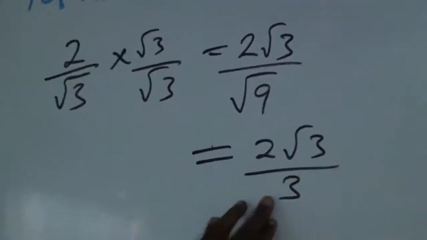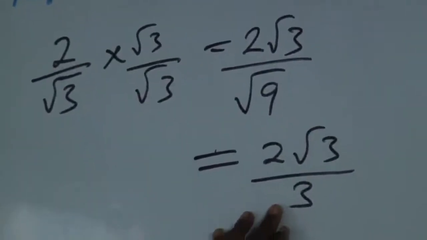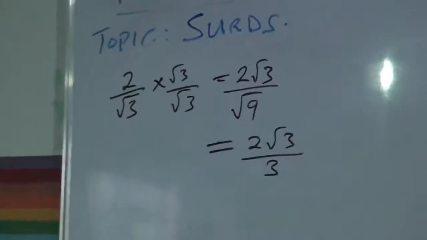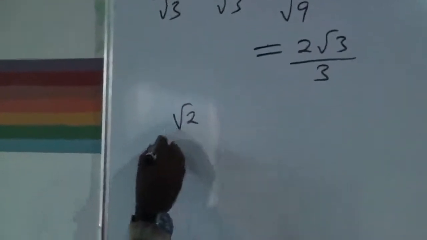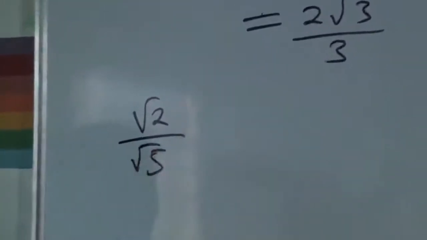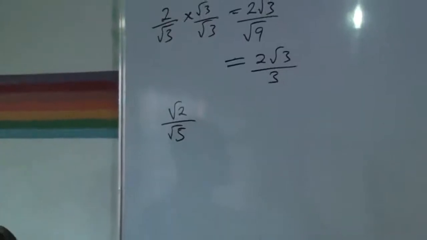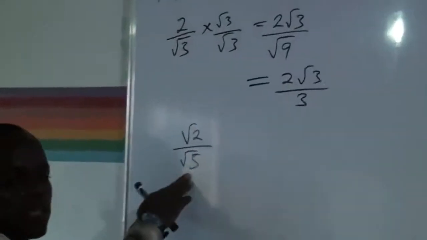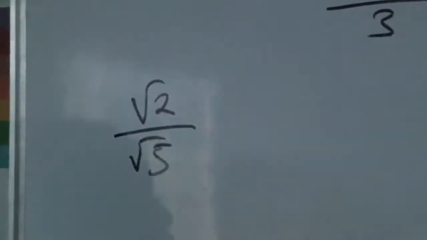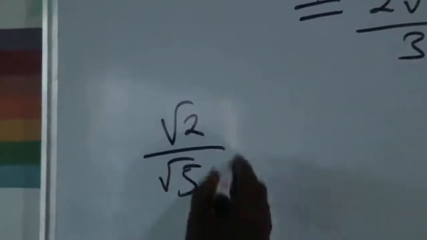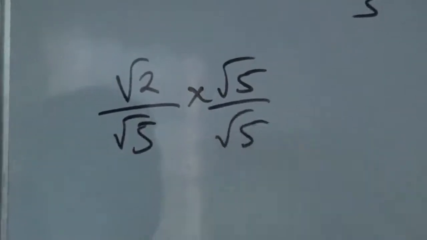And now we no longer have roots under the denominator here. Okay? Let me give you this one to try. You have root 2 all over root 5. How do you rationalize this? You still use the roots in the denominator and multiply both numerator and denominator by it. That's to say, I'll multiply this one by root 5 and then this one by root 5.